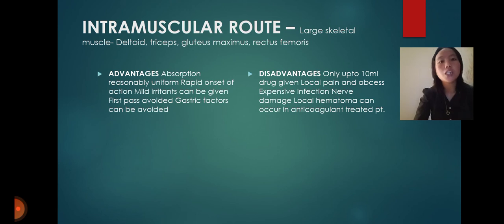Advantages: absorption reasonably uniform, rapid onset of action, mild irritants can be given, first pass avoided, gastric factors can be avoided. And disadvantages: only up to 10 ml of drug can be given, local pain and abscess, expensive, infection, nerve damage, local hematoma can occur in anticoagulant-treated patients.